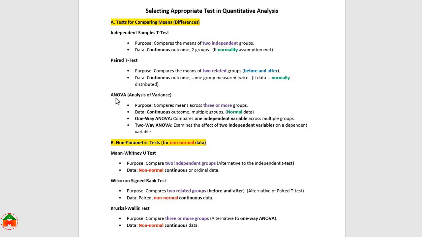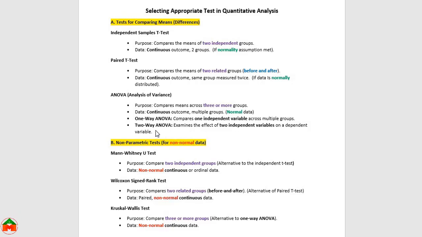On the other hand, you can apply the ANOVA test whenever you are going to compare the mean values of three or more groups. We can see there are two kinds of ANOVA, one-way ANOVA and two-way ANOVA. We apply the one-way ANOVA whenever we compare one independent variable across multiple groups. For example, whenever you are comparing math scores among students from three different schools.